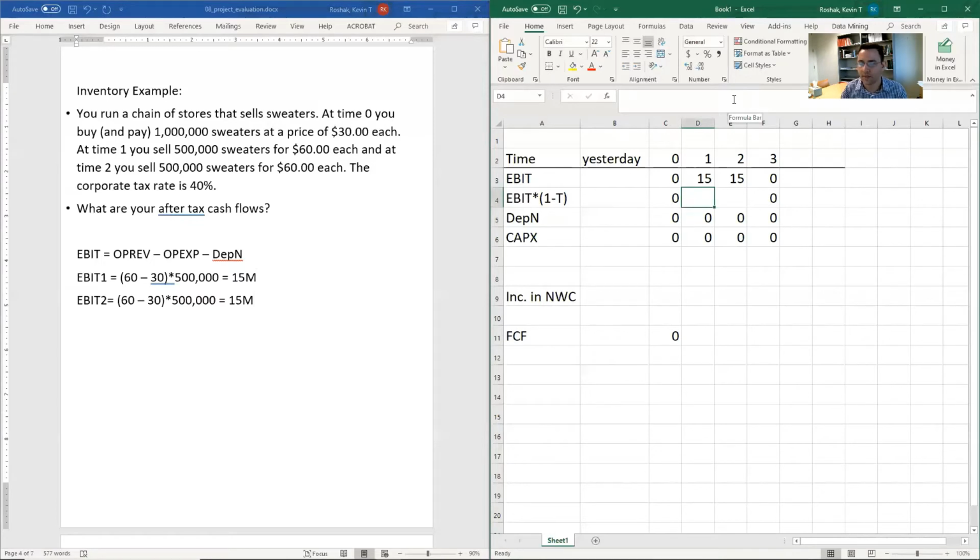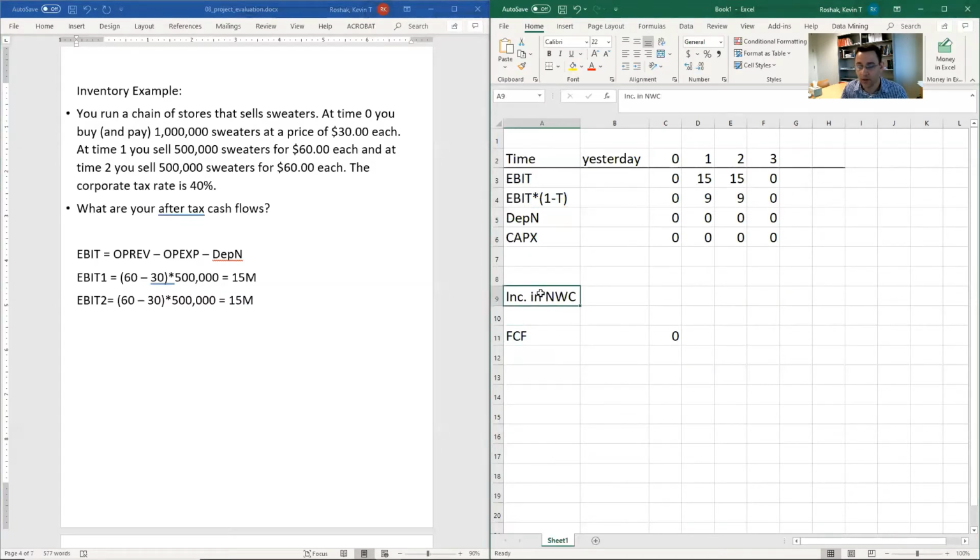What's our EBIT times 1 minus T then? Well, we've got EBIT of 15, and we multiply it by 1 minus our tax rate of 40%. So we have $9 million in NOPAT, $9 million in after-tax profit. All right, so we're working along our formula. We got our NOPAT down. Depreciation and CAPX in this example, we just assumed away. We need to deal with this increase in net working capital before we can calculate our free cash flow correctly.